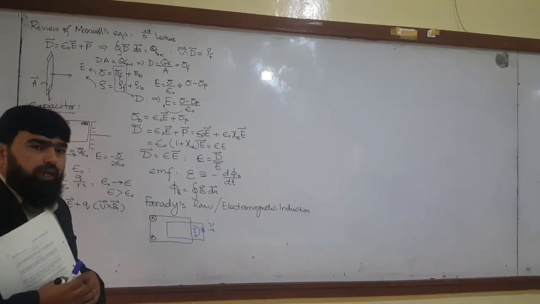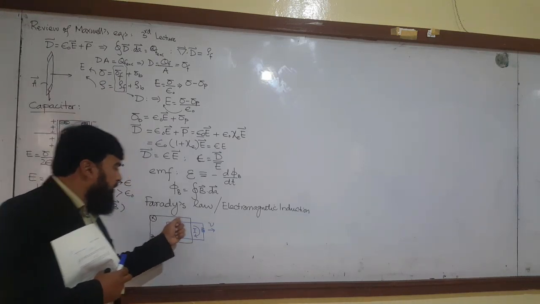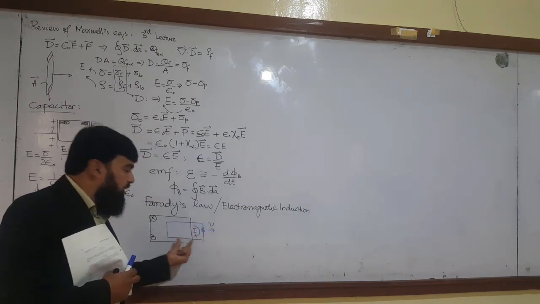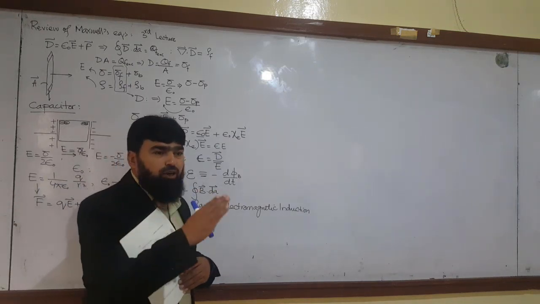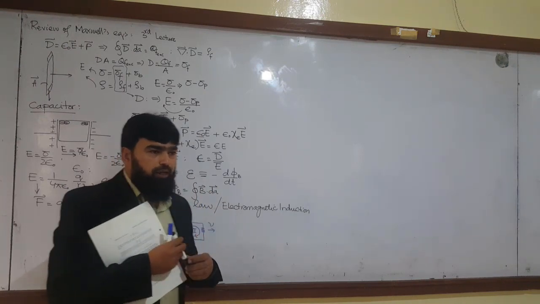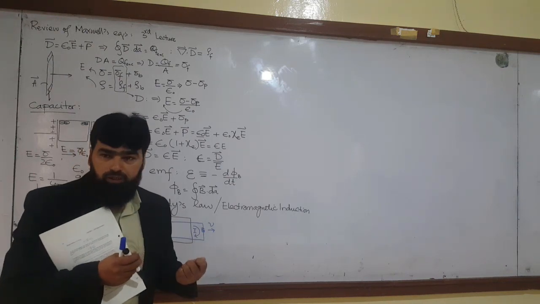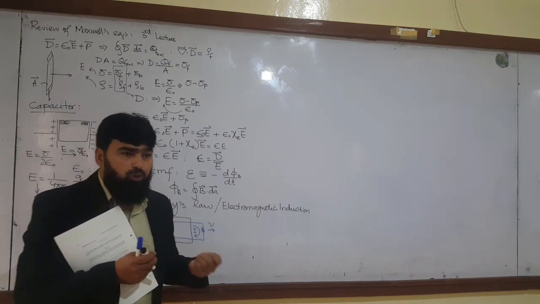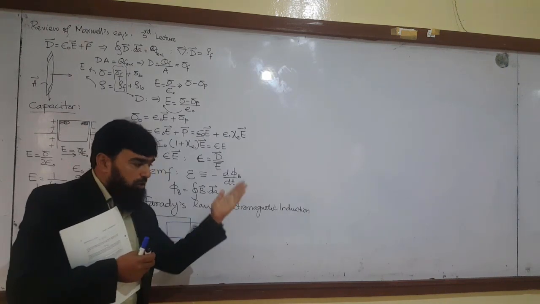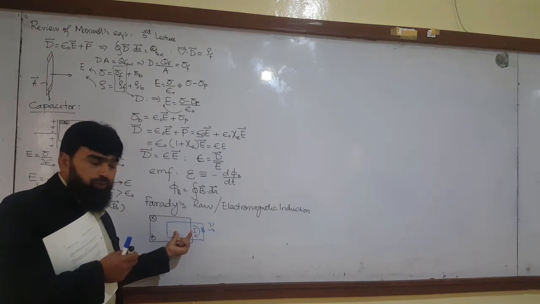This was one experiment he did. He moved the loop, and as he moved the loop, he found that there was some deflection of the galvanometer, meaning some current flowed in this wire. You know that current can only flow when you connect it to a battery, to a source. Here is no source. But as he moved it, the galvanometer deflected, meaning there was some current in this loop.